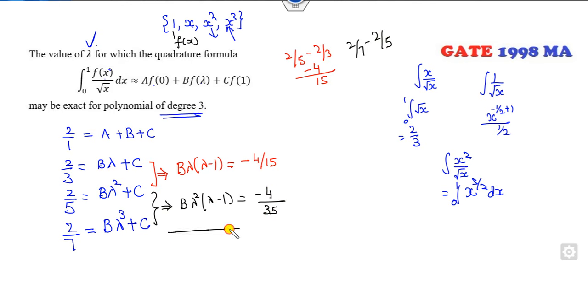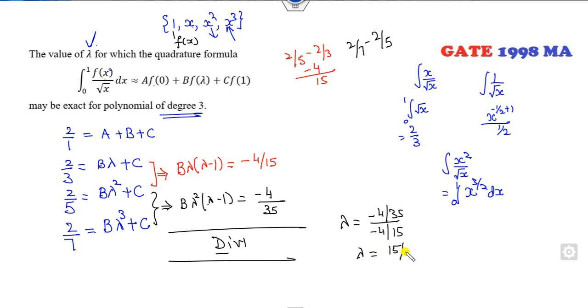Then how can you solve? You can simply divide them. So if I divide this by here, it will be lambda minus 4 over 35 divided by minus 4 over 15. So what is the lambda there? 15 over 35. So 5, 3, 5, 7. So the answer will be 3 over 7 is the right answer. If you have multiple options, you can check about the 3 by 7.